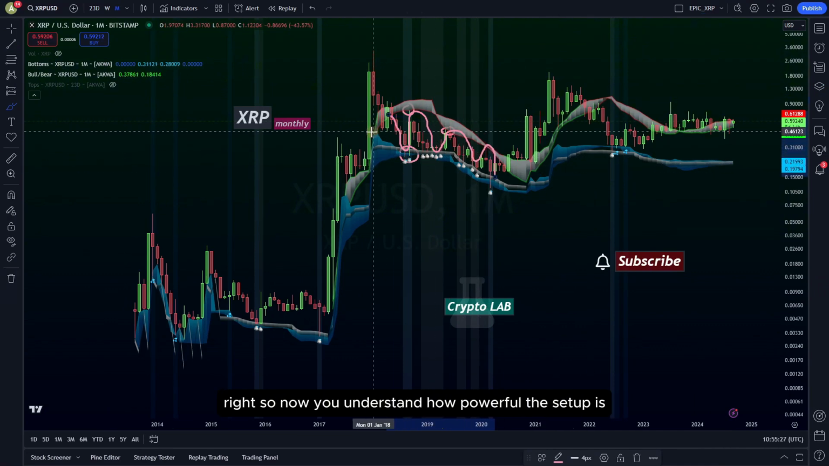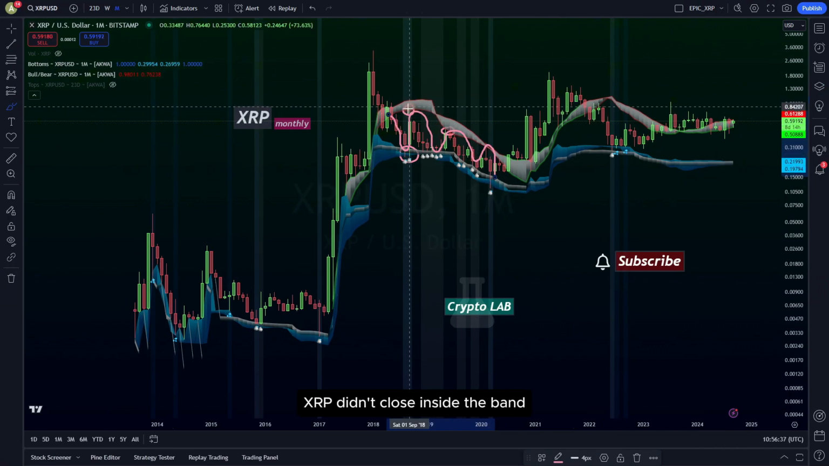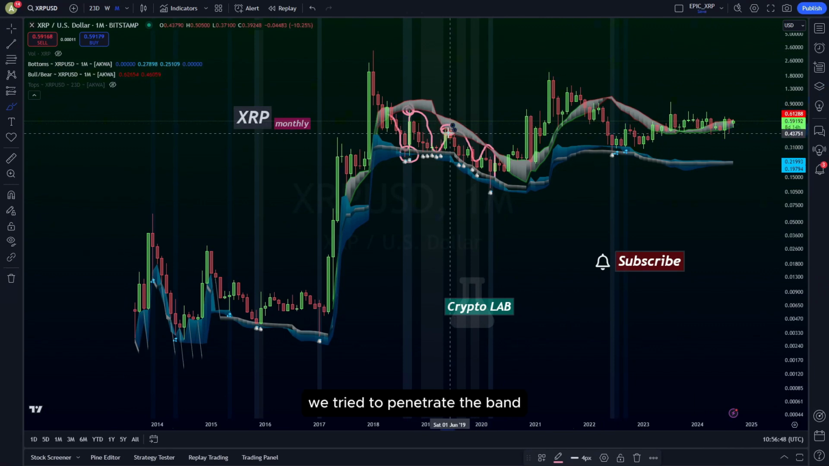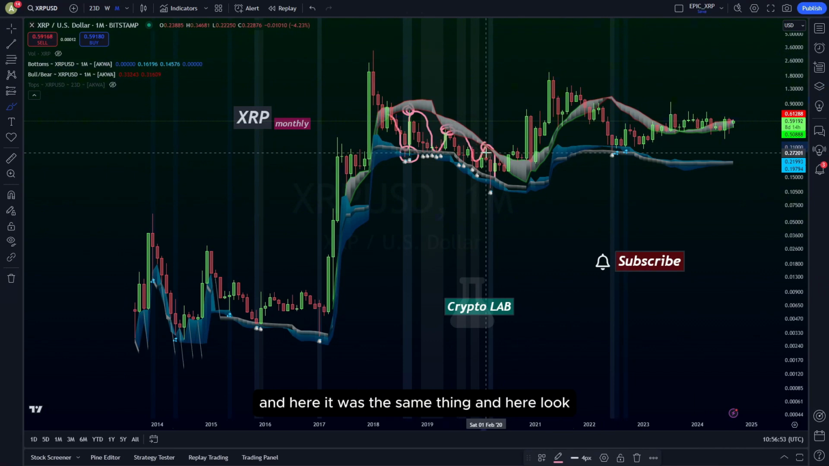So now you understand how powerful this setup is, because this whole time during these bear markets, XRP didn't close inside the band, meaning in the foggy area. You see here we have a beautiful rejection. It was a very clean one. Here again, we tried to penetrate the band, but we got rejected and we have a close below it. And here it was the same thing.